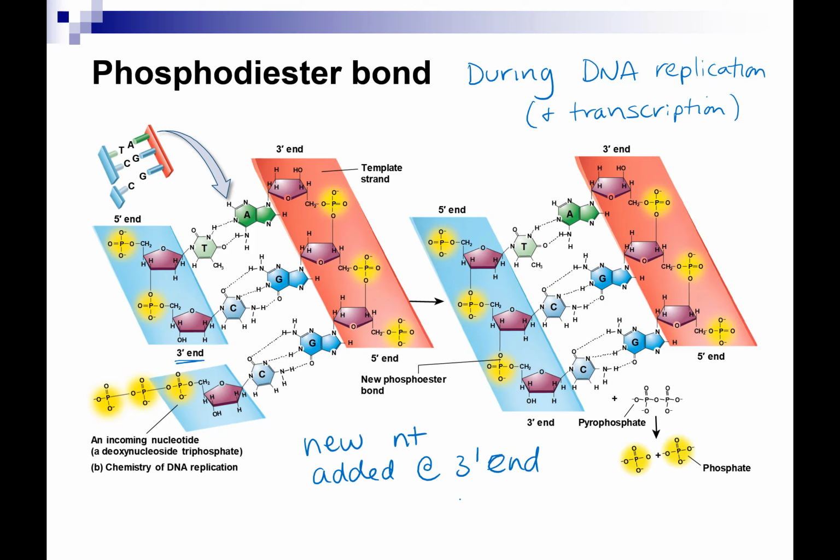So I want you to get in the habit of writing 5' to 3', and if you write it with that arrow, it will remind you that this is the way the chain is being synthesized. This is where the next monomer gets added at that 3' end. This is the direction the chain grows.